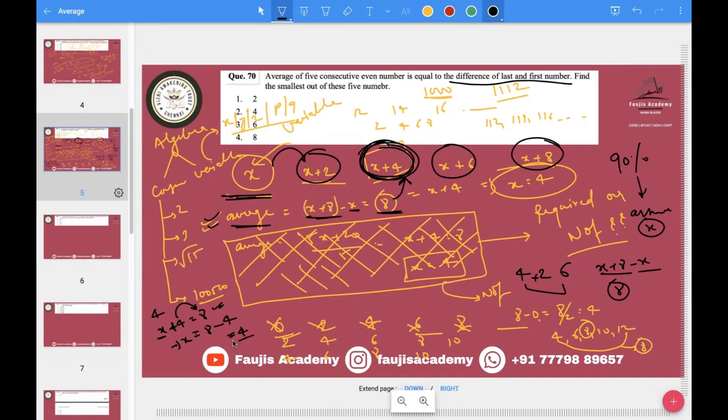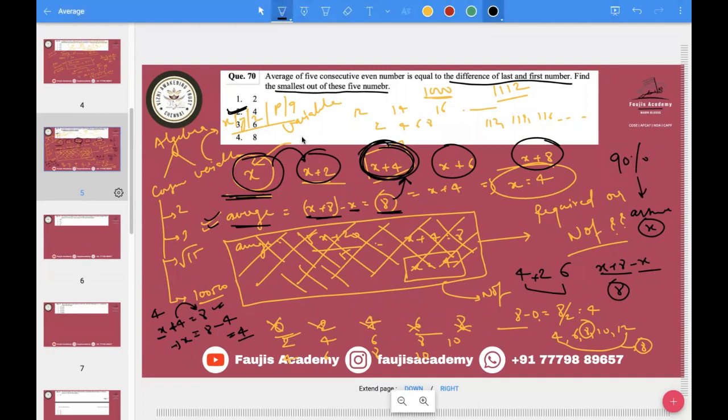And what they have asked, what is the smallest number out of these 5 numbers? Smallest number will be x. What will be the value of x? 4, sir. Absolutely, Harishi. Did I solve your doubt? Shall we move? Sir, I have a doubt. Yep, Kishore, please shoot.